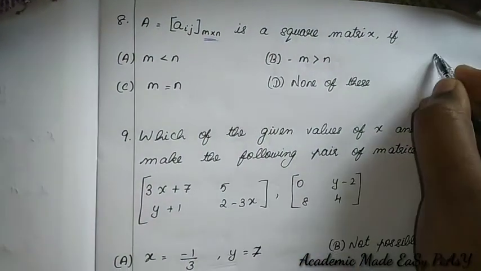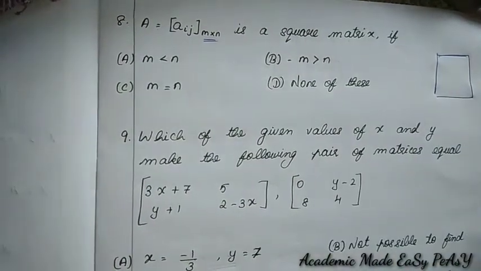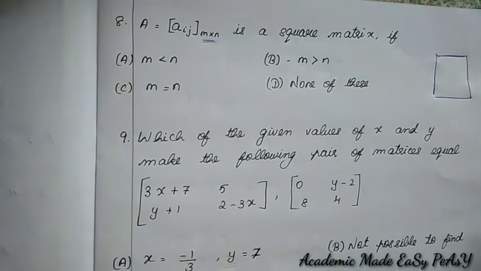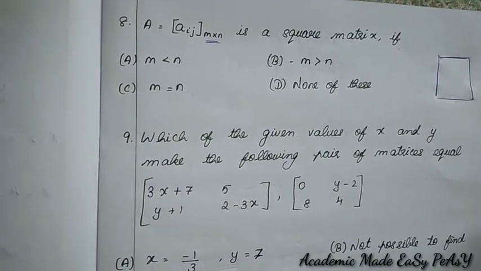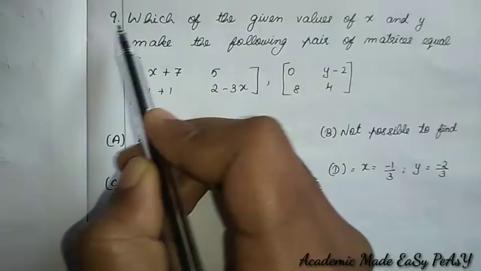Then all sides should be equal. The number of elements in all sides should be equal. Then only it is called a square matrix. So therefore, m should be equal to n. So option C is the correct option.